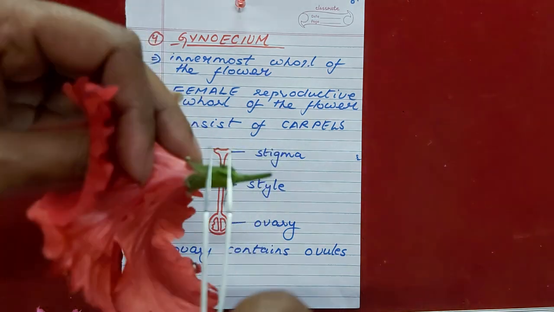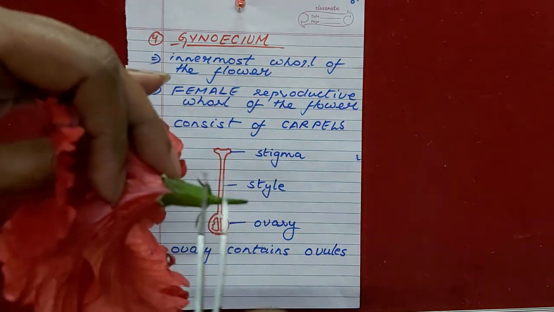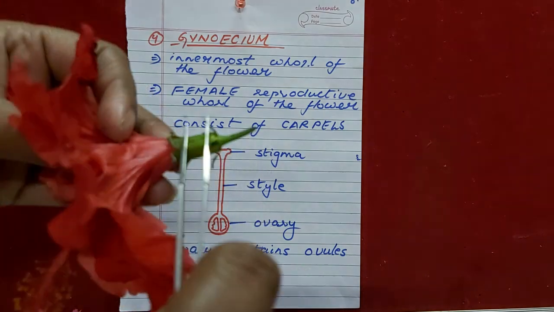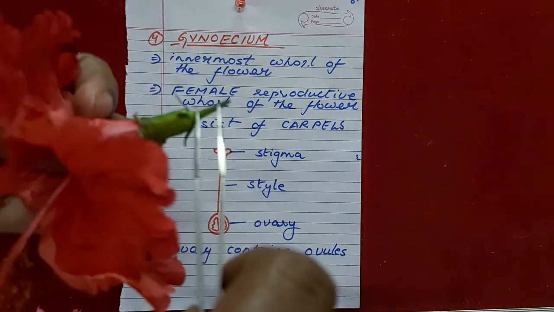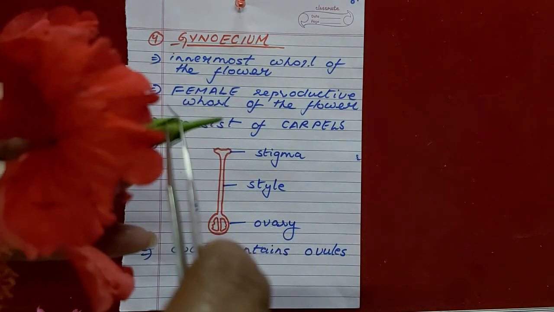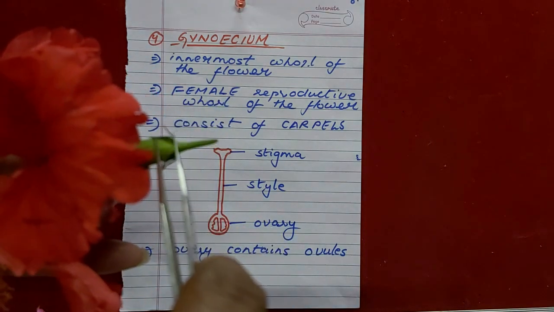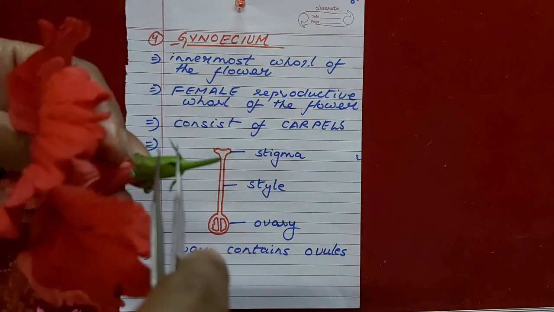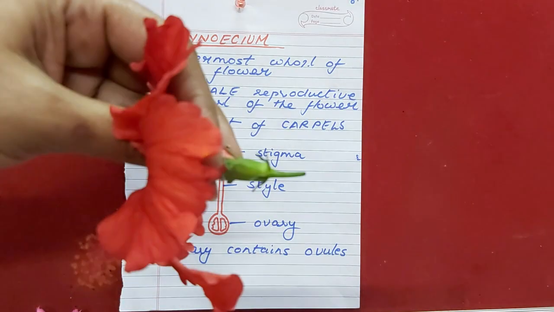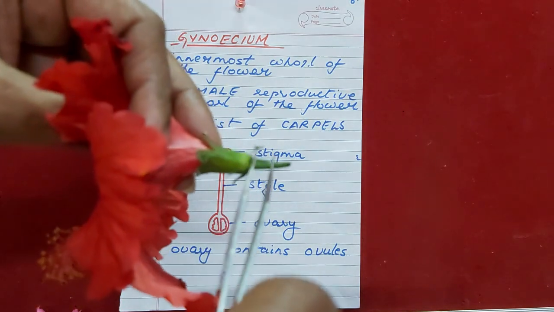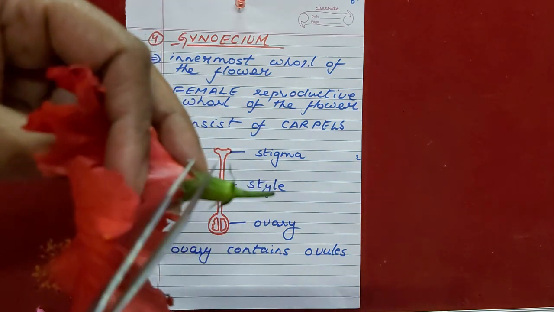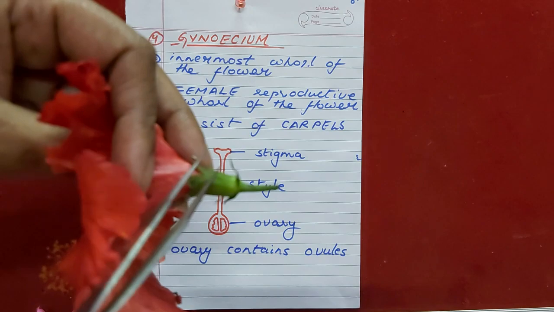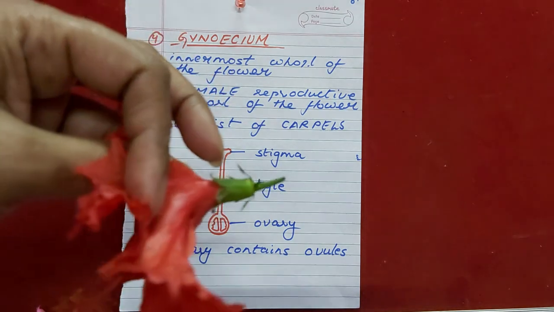If you can observe this flower, but don't pluck it from your garden. If you can arrange it from somewhere, okay, but don't pluck the flower. See this thing, an extra whorl of sepals is present. This extra whorl of sepals is called epicalyx, which is present in the hibiscus flower. This is a very unique feature of the hibiscus flower.